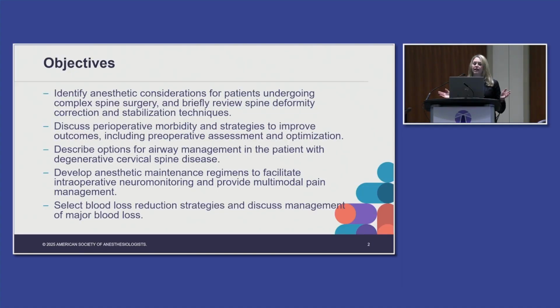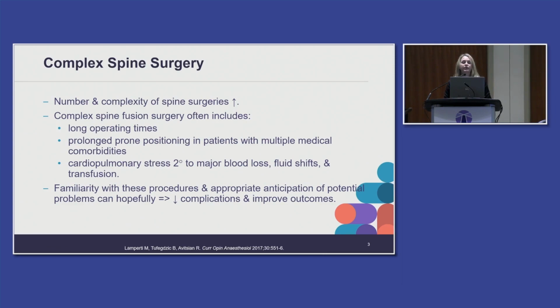All right, during this time this morning, we'll identify anesthetic considerations for adult patients undergoing complex spine surgery. I'll discuss perioperative morbidity with a focus on strategies to hopefully improve patient outcomes. It seems like the number and complexity of complex spine surgeries is ever increasing. I did a neuroanesthesia fellowship, so I kind of signed up, I guess, to do these cases. But even if you didn't per se sign up to do these cases, it's very likely that you find yourself doing some of them.